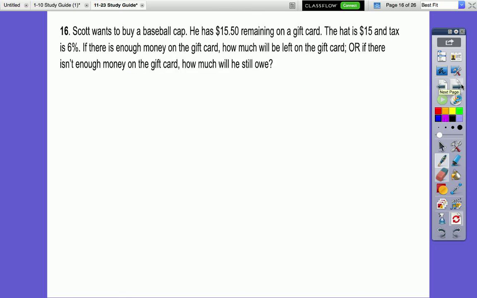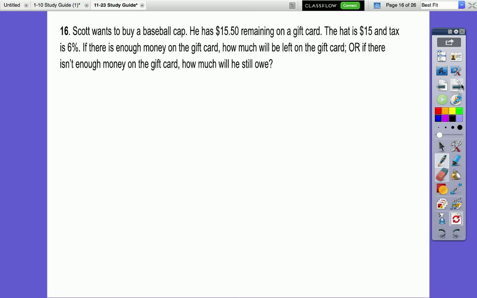Okay, Scott wants to buy a baseball cap. He has $15.50 remaining on a gift card. The hat costs $15 and tax is 6%. If there is enough money on the gift card, how much will be left on the gift card? Or if there isn't enough money on the gift card, how much will he still owe?